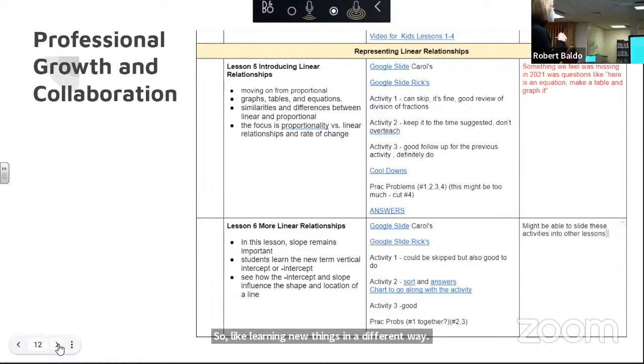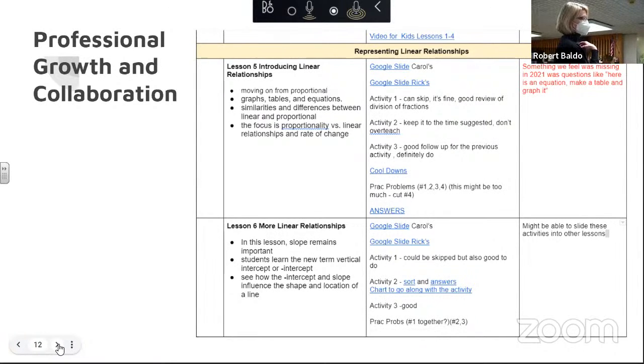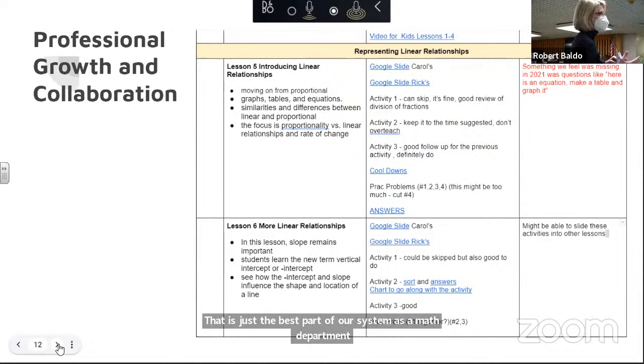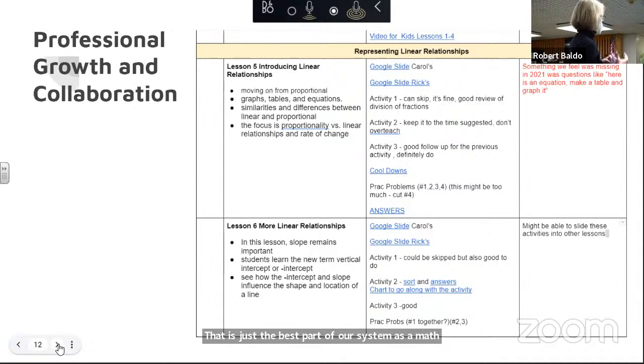The amount of time that we get to meet in the middle school, 6th grade meets once a week during the day. 7th and 8th grade meet twice a week during the day. 7th and 8th grade have 2 different math courses. 6th grade has 1 math course, and then they have to meet for science the other day during the week. That is just the best part of our system as a math department, I think, that we can work collaboratively on such a regular basis is huge.